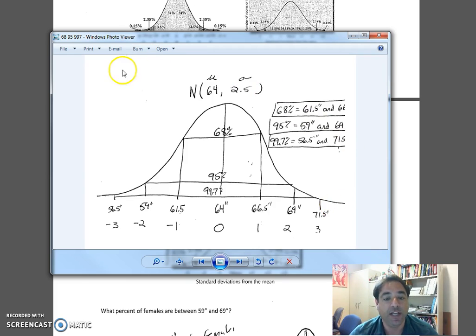So looking at the numbers, this chart needs to make sense to answer all the questions. So again, first we put the 64 in the center, add 2.5, subtract 2.5.